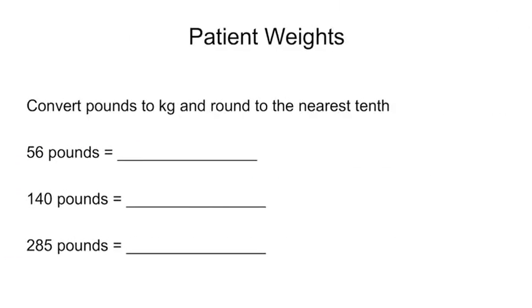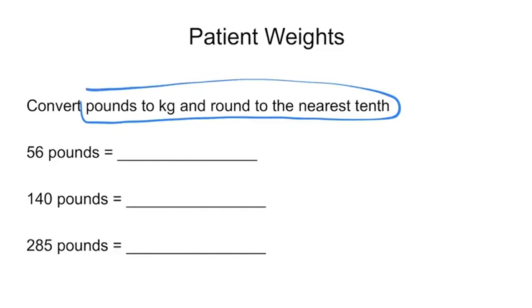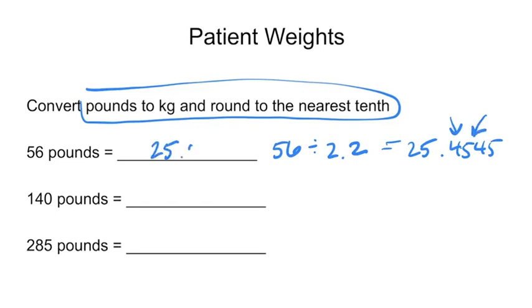Okay. And again, converting pounds to kilos and rounding to the nearest tenth. I have 56 divided by 2.2 equals 25.4545. I want to round to the nearest tenth. I'm going to look at that 5, so I'm going to go up. That's going to be 25.5 kilograms.